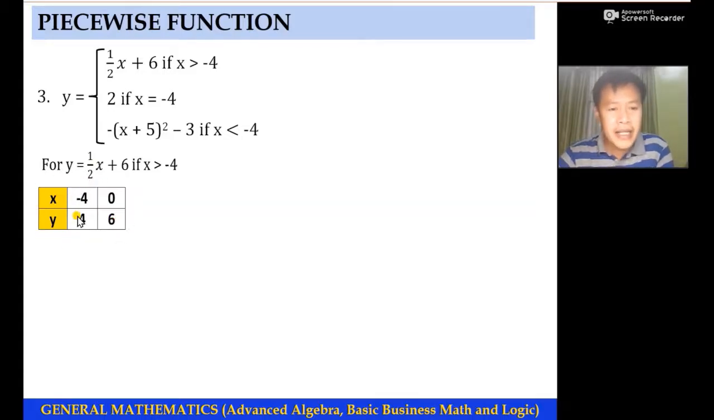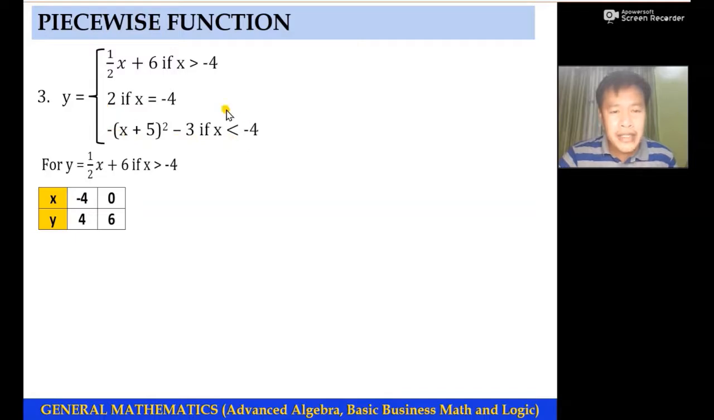And these are the 2 points for the subfunction y is equal to 1 half x plus 6 if x is greater than negative 4. We don't need a table of values here because this is just only a point which is in the second quadrant. We will proceed with the third subfunction, which is a quadratic function.